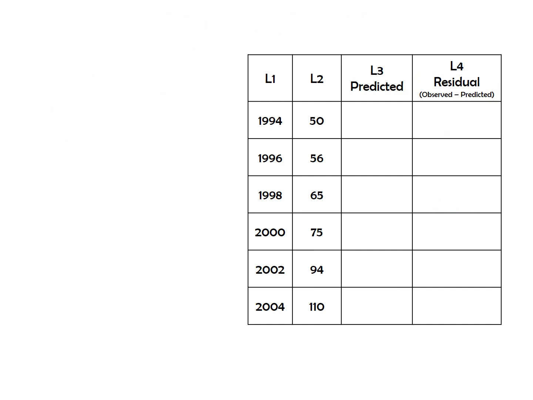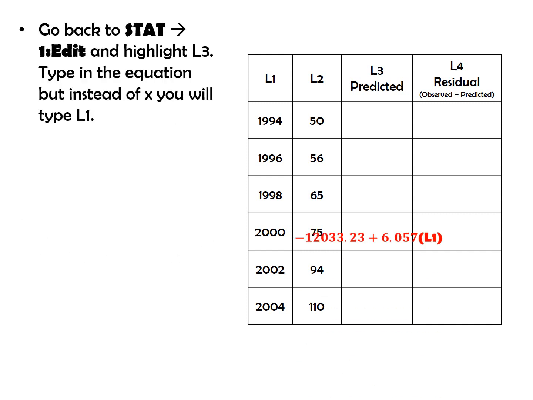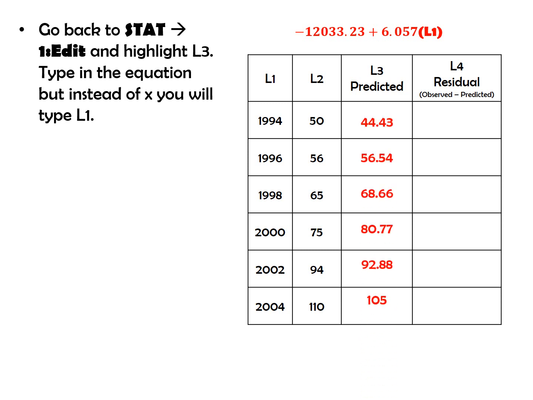I'm going to go over to L3 and write down my predicted values. The way we're going to do that is we're going to type in our line of best fit, but in the place of X, we're going to put L1. So we highlight L3, type in the line of best fit, and instead of X, we place L1 because that's where all of the explanatory variables are. These are the values you should get in L3.